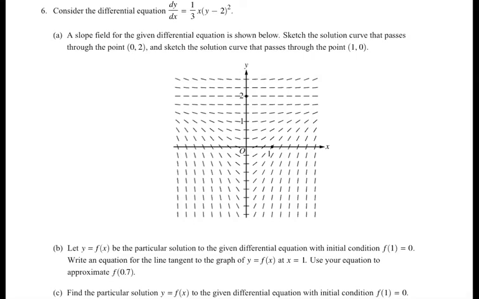Okay, this is 2018, problem number 6. They have created a slope field for us down here, and we have to sketch one curve that passes through 0, 2, and then sketch a curve that also passes through 1, 0, and they even gave us the point. So if you look at 0, 2, these slopes are 0, so you must draw a horizontal line across from one end to the other. If you don't go all the way across the graph, you don't get the point.